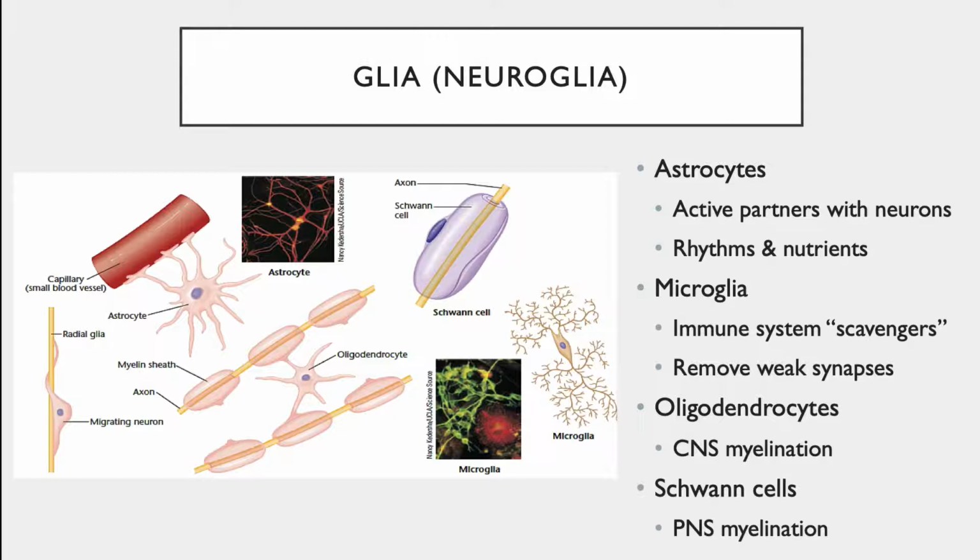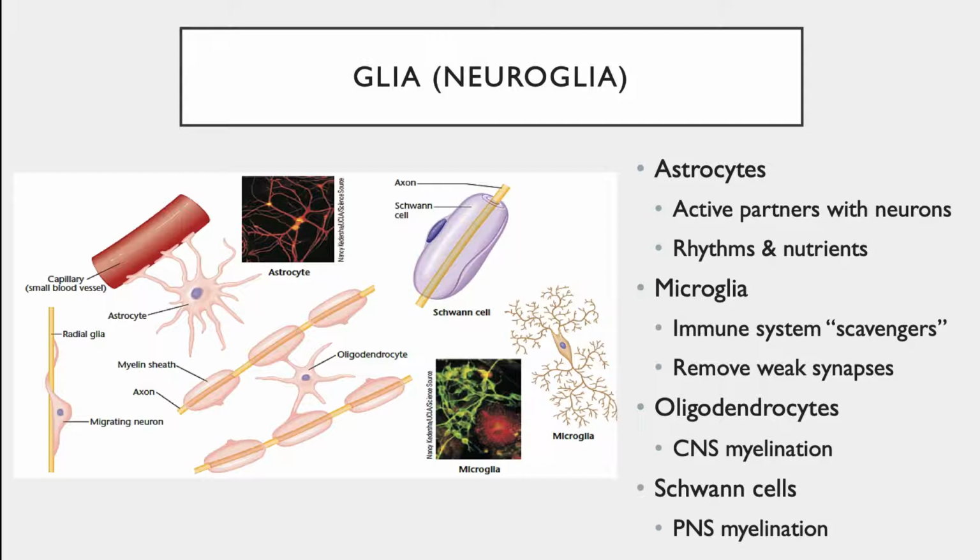Next are microglia. Microglia basically are the scavengers or the janitors of the central nervous system. They proliferate after brain injury, and they help remove dead and damaged neurons. They also contribute to learning by removing weak synapses.